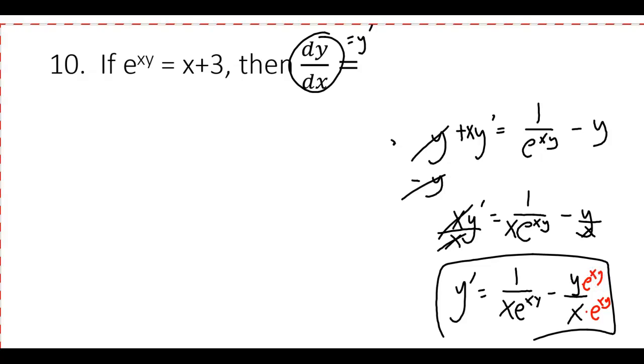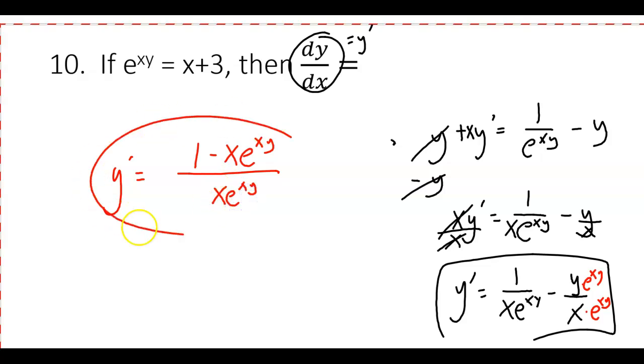And that would be it. Basically, I'm done now, right? I have 1 minus x e to the xy over x e to the xy. So it could be like that, or it could be like this, but either way, just look at your multiple choice options that they give you and you'll find it. But let's go ahead and call it a day there.